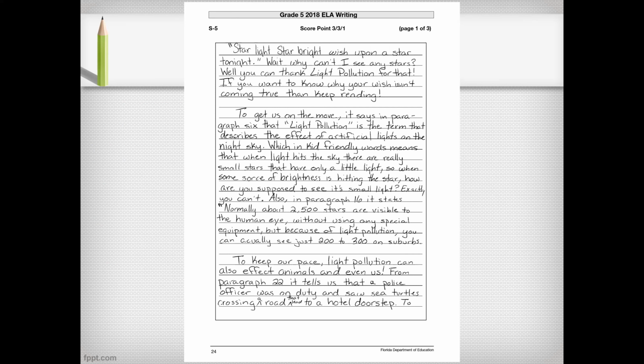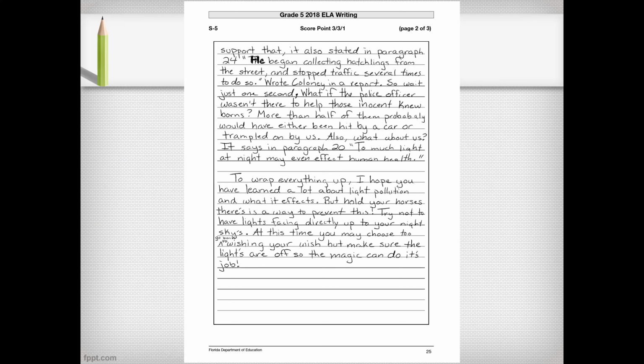To keep our pace, light pollution can also affect animals and even us. From paragraph 22, it tells us that a police officer was on duty and saw sea turtles crossing a road that led to a hotel doorstep. To support that, it also stated in paragraph 24, he began collecting hatchlings from the street and stopped traffic several times to do so, wrote Connolly in a report. So wait just 1 second. What if the police officer wasn't there to help those innocent newborns? More than half of them probably would have either been hit by a car or trampled on by us.